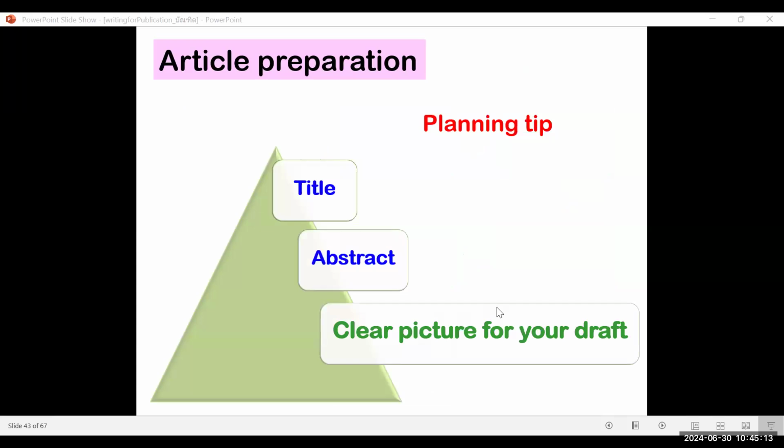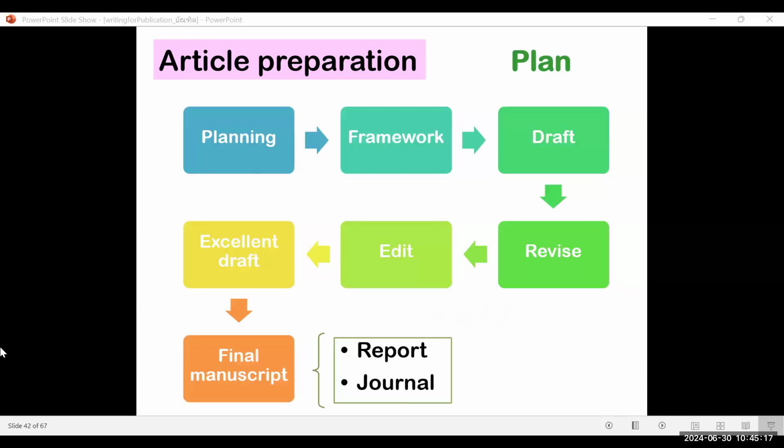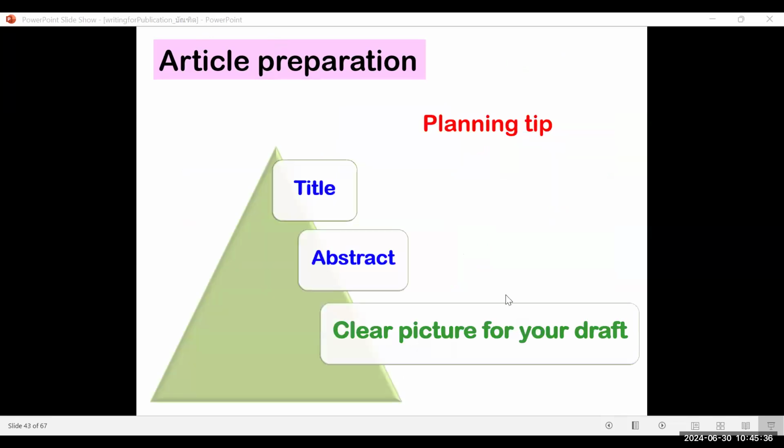I just want to share a little bit in terms of a planning tip. You may remember the flow chart over here. Planning. I plan everything, because from the proposal I have planned everything. But planning for the article preparation is a little bit different. I would like to share a tip.